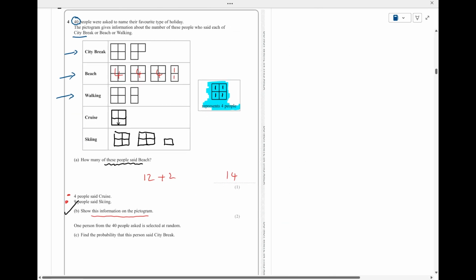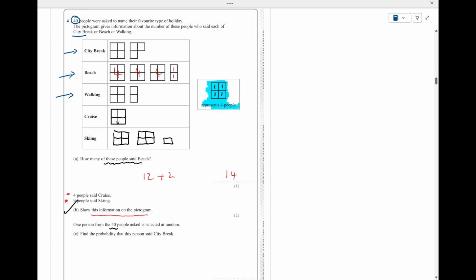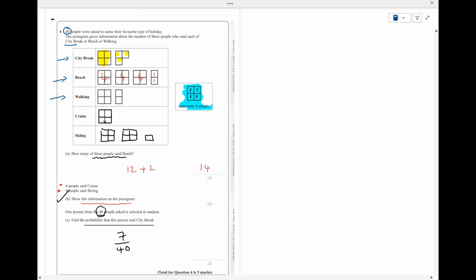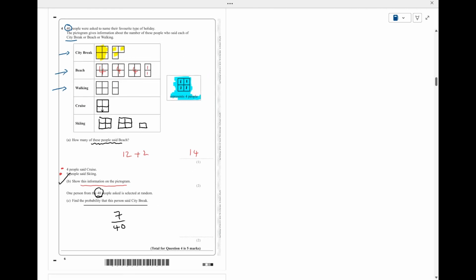1 person from the 40 people is selected at random. Find the probability that this person said city break. Well, how many people said city break? Let's have a look. I'm looking up here. 4, 5, 6, 7 people out of the 40 people altogether. So the probability that the person said city break is 7/40. 7 out of 40. And that's question 4 done.